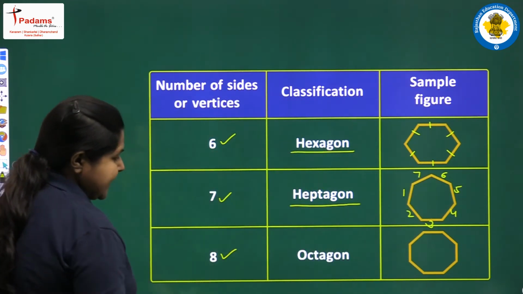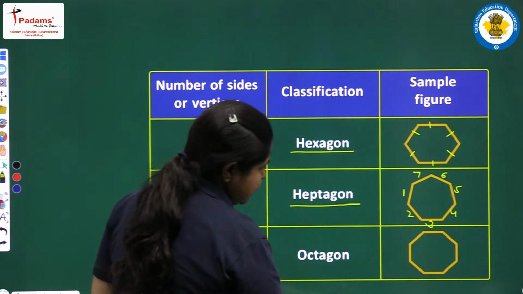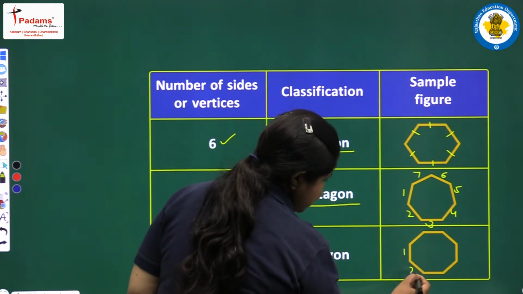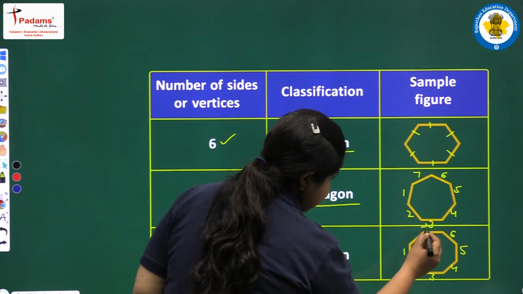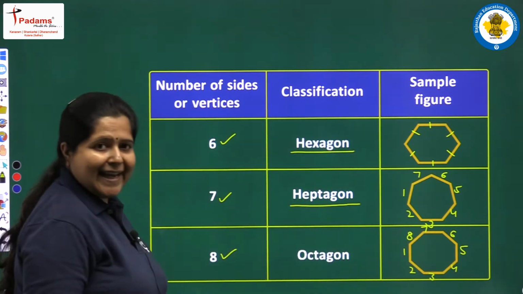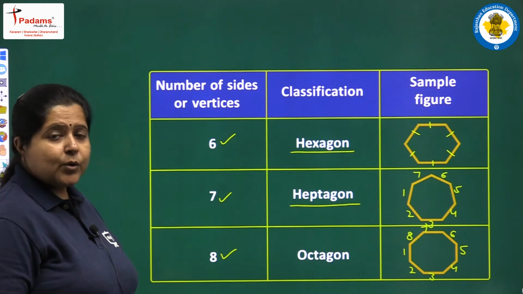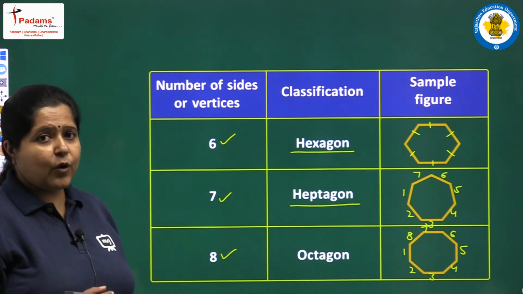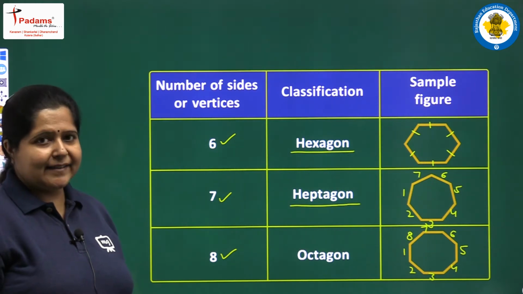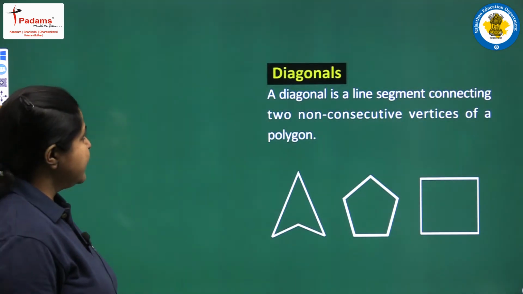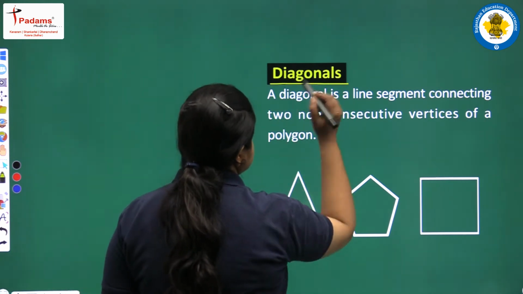A figure with 8 sides is called an octagon. Again you can see 1, 2, 3, 4, 5, 6, 7 and 8. 8 sides are there. Also a figure with 9 sides is called a nonagon, and a figure with 10 sides is called a decagon. Next we will be taking diagonals.